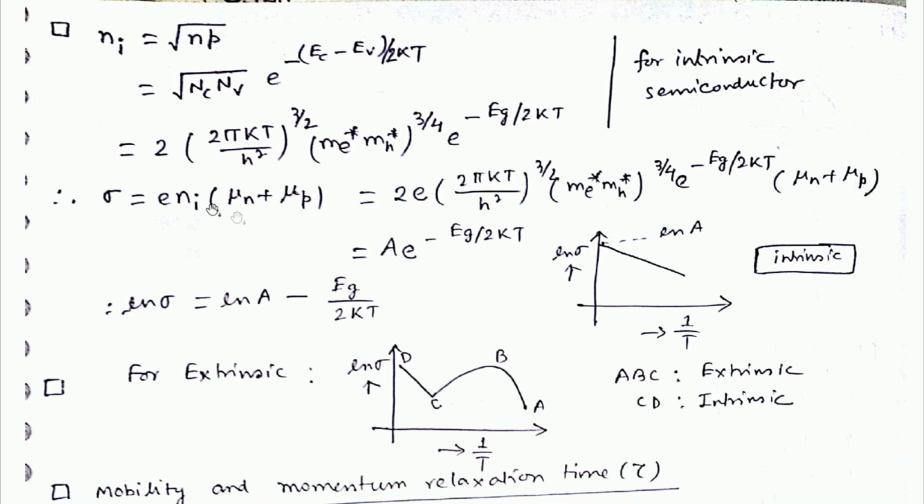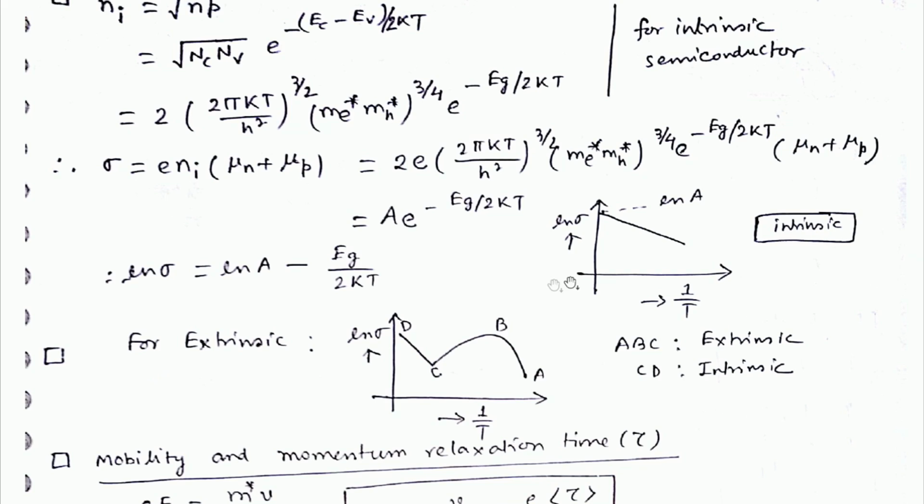Therefore, sigma equals e into ni into (mu n plus mu p) equals 2e into (2 pi kT by h square) to the power 3 by 2 into (me star mh star) to the power 3 by 4 e to the power minus Eg by 2kT into (mu n plus mu p). These things can be written as A into e to the power minus Eg by 2kT, where A is this thing. And if we plot ln sigma versus 1 by T, then we get a straight line, and the intercept on the y-axis is ln A. ln sigma equals ln A minus Eg by 2kT.